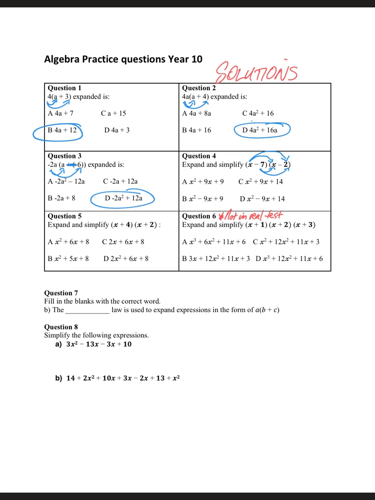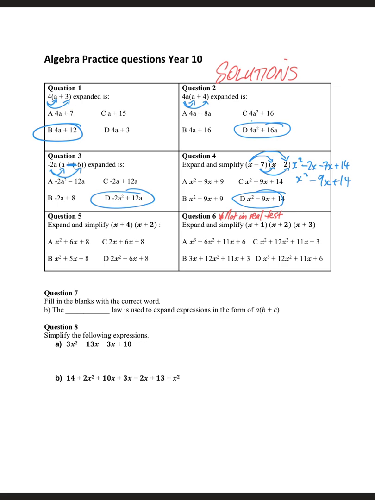So x squared. First is going to be x squared. Outers is going to be negative 2x. Inners is going to be negative 7x. Last is going to be positive 14. X squared, negative 2, negative 7 is negative 9x plus 14. X squared, negative 9x plus 14. We've got 3 D answers in a row.